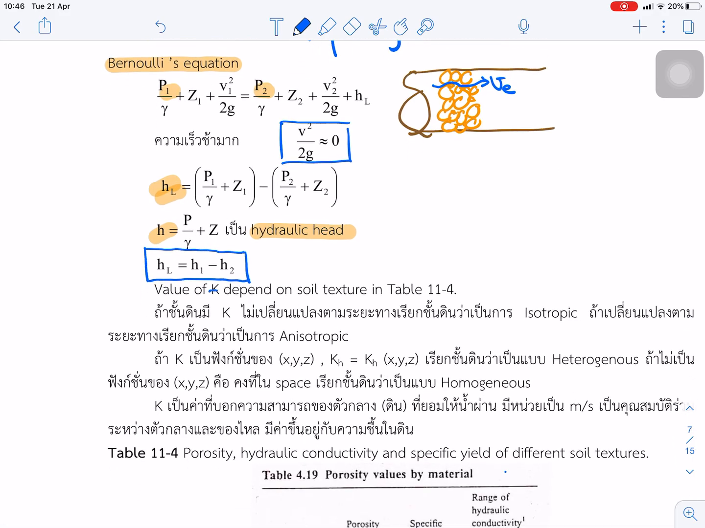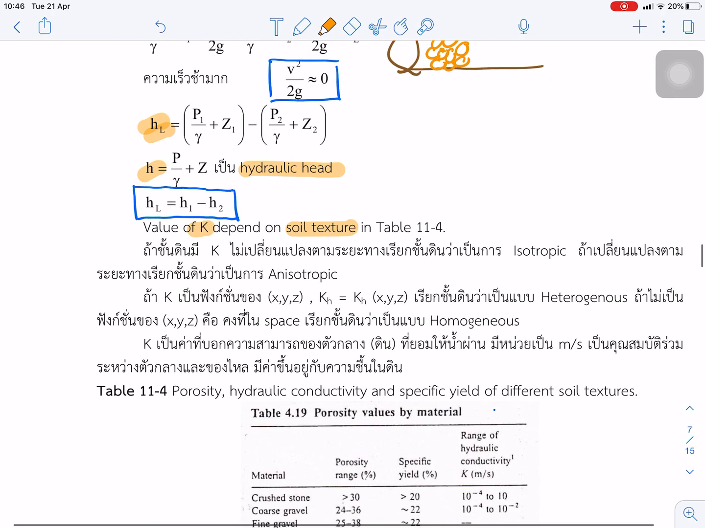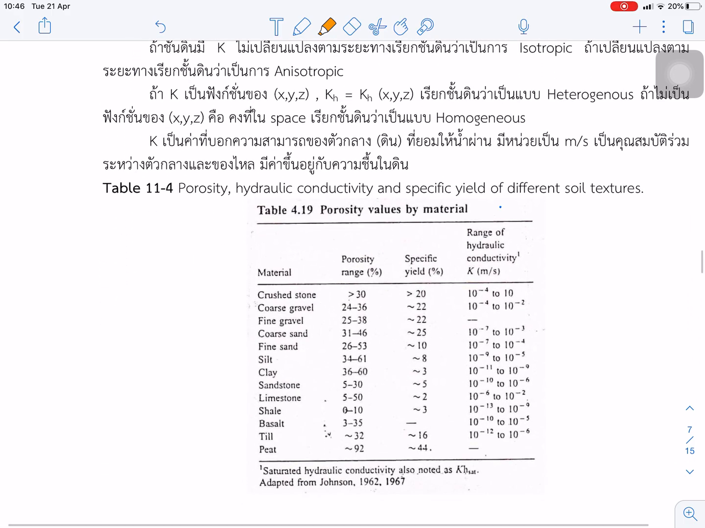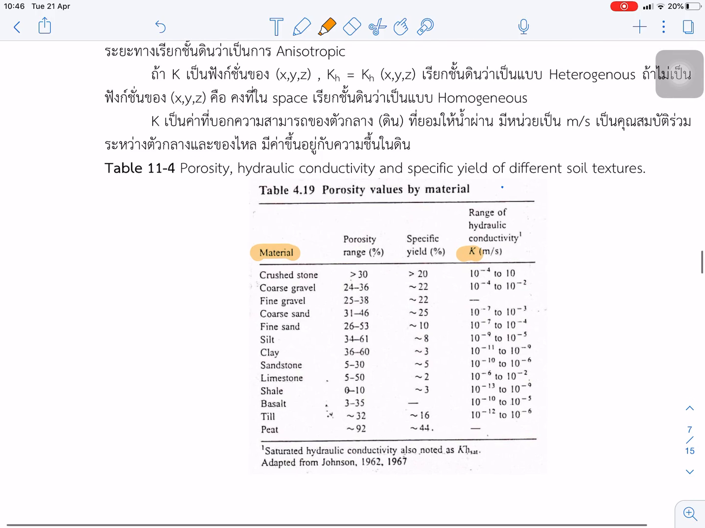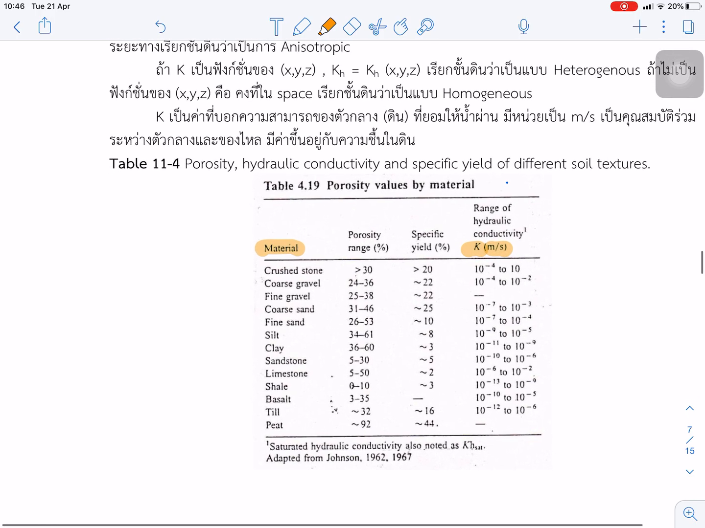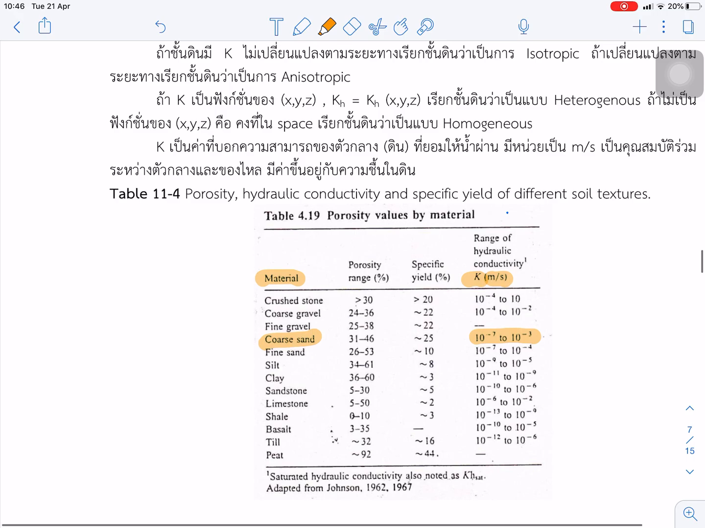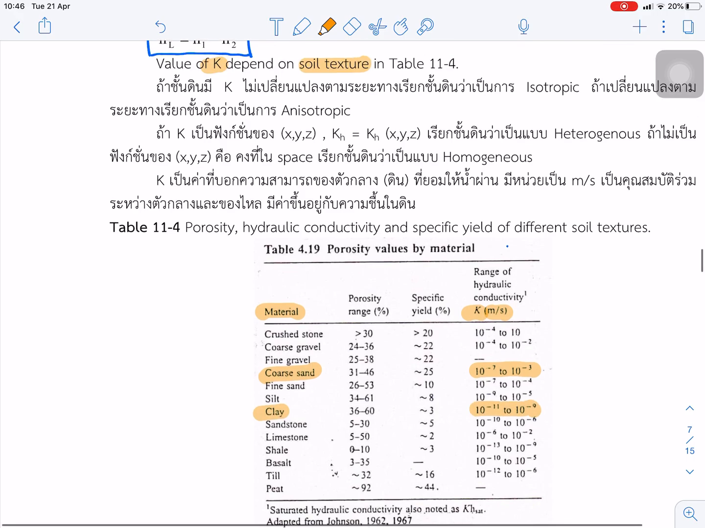More detail about K. K depends on the soil texture. Look at the table below. This is soil texture, and K in meters per second. For example, for coarse sand, K is from 10 to the power minus 3 to minus 7 meters per second, and even smaller for finer soils.